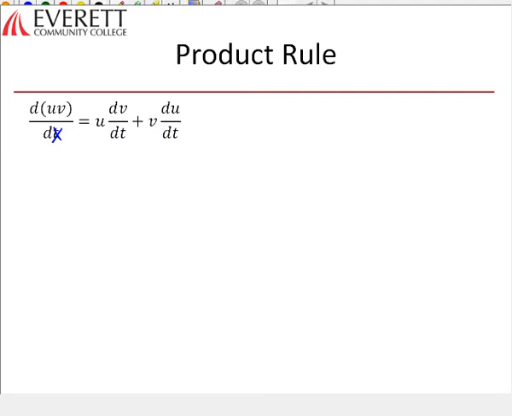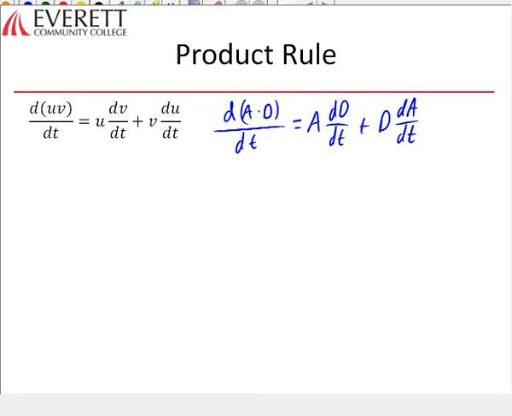Now I'm going to modify this slightly. I'm just going to write the exact same thing, but I'm going to use a and d, and you'll see in a minute why I chose those two. So if I have the derivative of some function a times some function d with respect to time, that's going to be equal to the first one, which is a, times the derivative of the second one with respect to time, plus the second one times the derivative of the first one. Okay. In a lot of the situations in dynamics, you're going to be using the product rule when there's three functions multiplied together. So what I want to do is show you how that works.